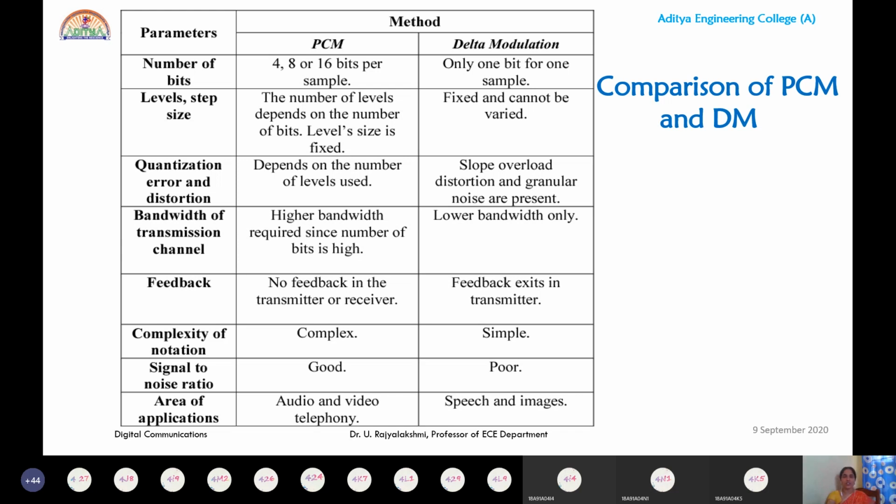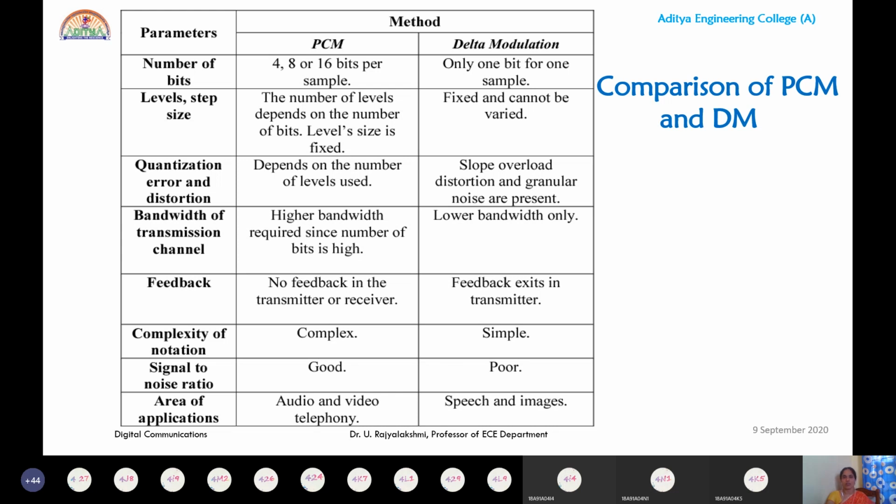Okay, next, what about SNR? SNR, signal to noise ratio, in the case of PCM is very good because we know that all the bits are transmitted, so obviously SNR will improve. But what about delta modulation? Delta modulation SNR is poor because there exist two kinds of errors, namely slope overload distortion and granular noise. Here SNR is poor.